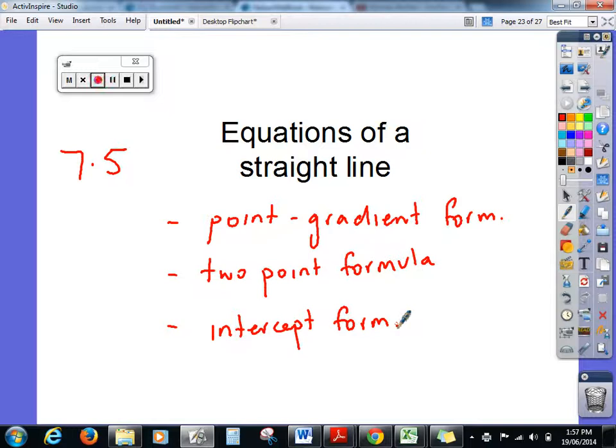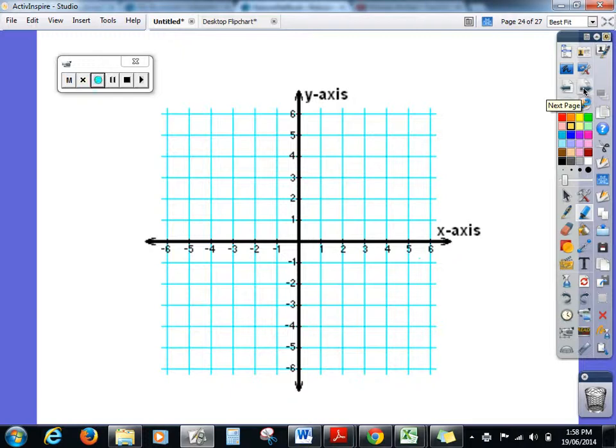So I'm only going to do one of them actually, that's the point gradient form, that one there, and I'm just going to very quickly go through the other two. Now, what are the other two? The other two are just versions of the point gradient form, just becoming more and more complex. So let's go through and have a look at what we need to do.